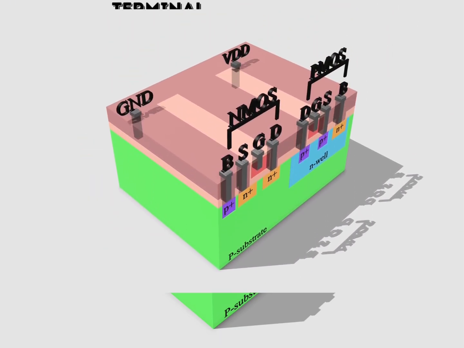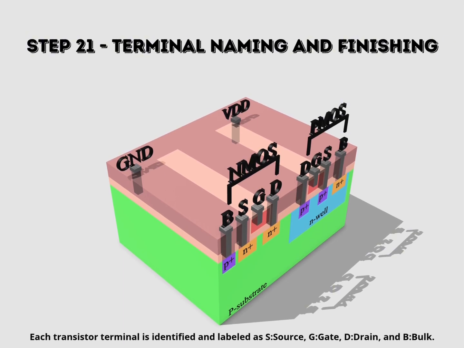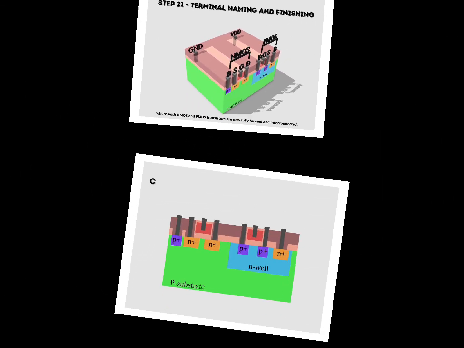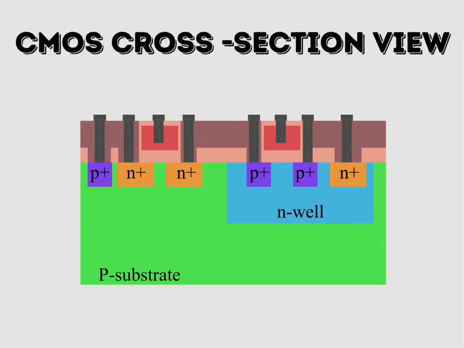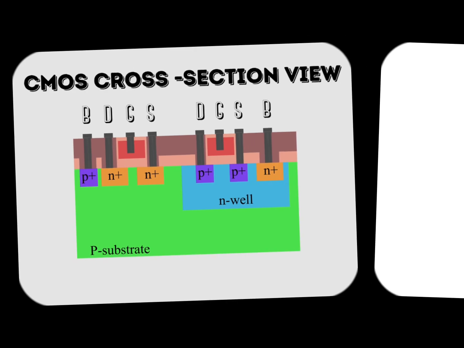Finally, step 21, terminal naming and finishing. Each transistor terminal is identified and labeled as S source, G gate, D drain and B bulk. This marks the completion of the CMOS fabrication process, where both NMOS and PMOS transistors are now fully formed and interconnected. With every layer formed and terminals defined, here's how the completed CMOS device looks in cross-section.